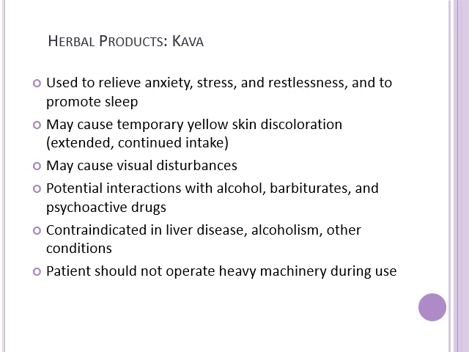Herbal products, kava. It's used to relieve anxiety, stress, and restlessness and to promote sleep. It may cause temporary yellow skin discoloration with extended and continued intake. It may cause visual disturbances. It does have the potential to have an interaction if the person drinks alcohol or takes barbiturates and any other psychoactive drugs. It's contraindicated if a patient has liver disease, is an alcoholic, or there's a few other conditions. The patient should not operate heavy machinery during use.